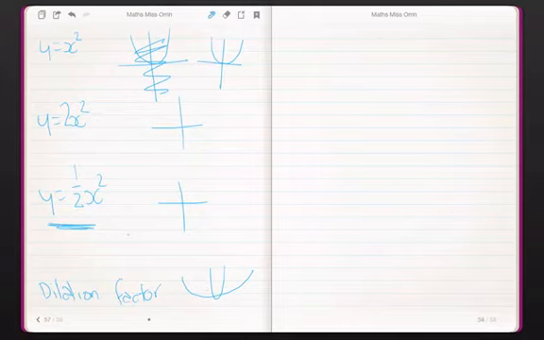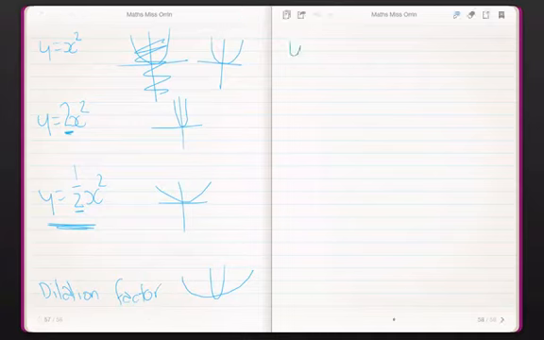So if the dilation factor is less than 1, the parabola is wider. It would look a bit wider than the first one we did up here. 2x squared is going to look a bit skinnier. If the dilation factor is more than 1, it's going to be thinner. So it pushes the graph inwards or outwards depending on the dilation factor. It won't change where the turning point is, but it will change whether it's wide or thin. That's a really important thing to remember.